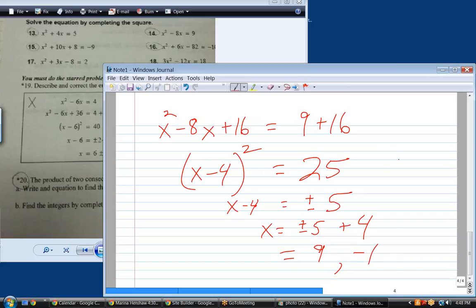Oh, okay. Okay? You see how we do that with the plus or minus 5? Notice that if we'd have used only the plus 5, we would have only found the 9. We wouldn't have found the -1. So that plus or minus is a vital part of the problem.